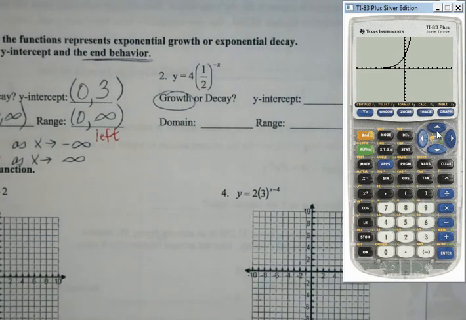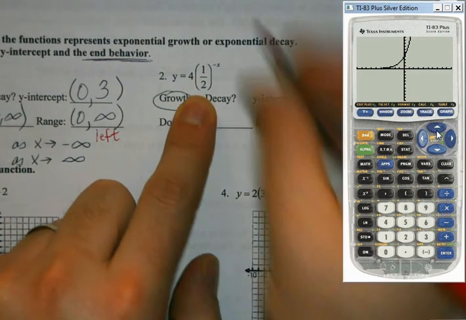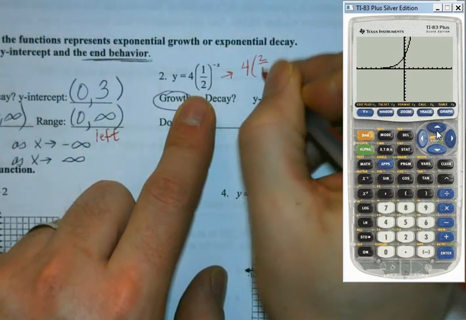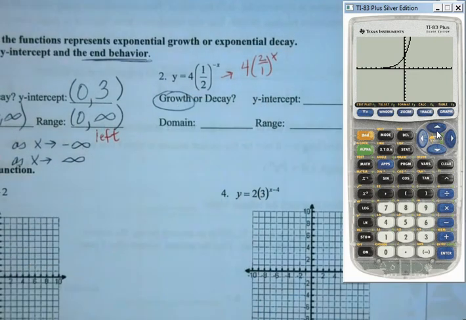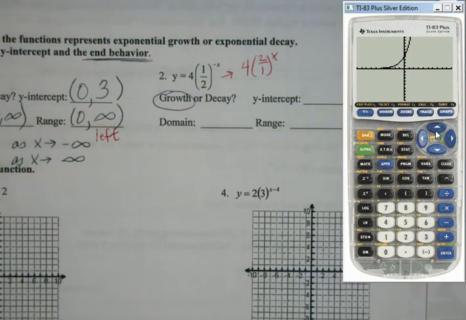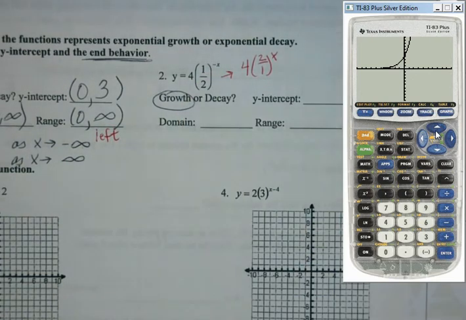Basically, what's happening is negative exponents cause inverses. So what you're looking at here would be the equivalent of looking at that expression. Well, if it was 2 or 2 over 1, you'd say, oh, it's growth. It's greater than 1. So that's the thought process I'm going through when I see that negative exponent. It's going to make what's inside look like its reciprocal.